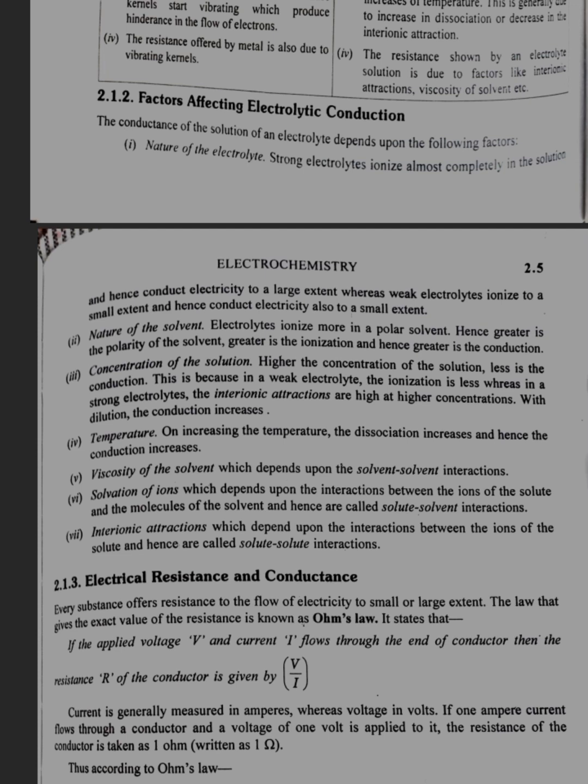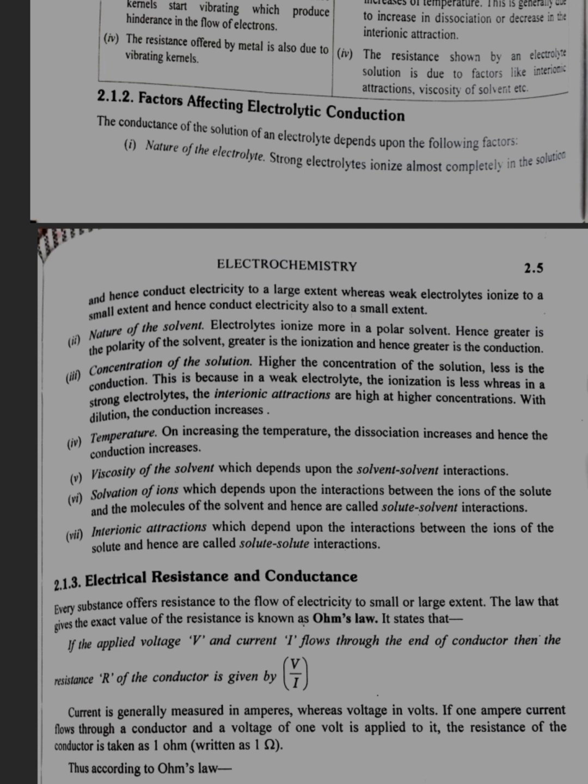Concentration of solution: the higher the concentration of solution, the less the conduction. This is because in a weak electrolyte the ionization is less, whereas in a strong electrolyte the interionic attractions are high at a higher concentration. With dilution, conduction increases. Temperature: on increasing the temperature, the dissociation increases and hence the conduction increases.